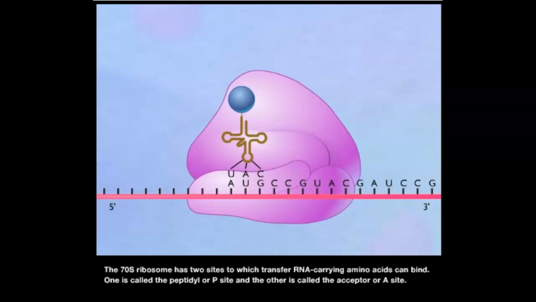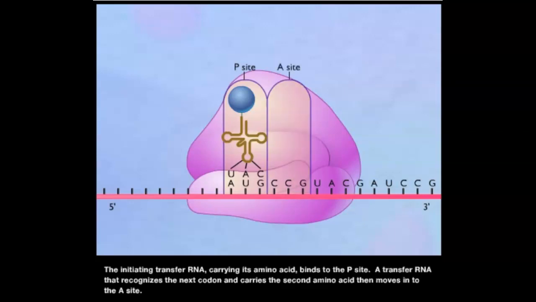The 70S ribosome has two sites to which transfer RNA carrying amino acids can bind. One is called the peptidyl or P site, and the other is called the acceptor or A site. The initiating transfer RNA, carrying its amino acid, binds to the P site. A transfer RNA that recognizes the next codon and carries the second amino acid then moves into the A site.